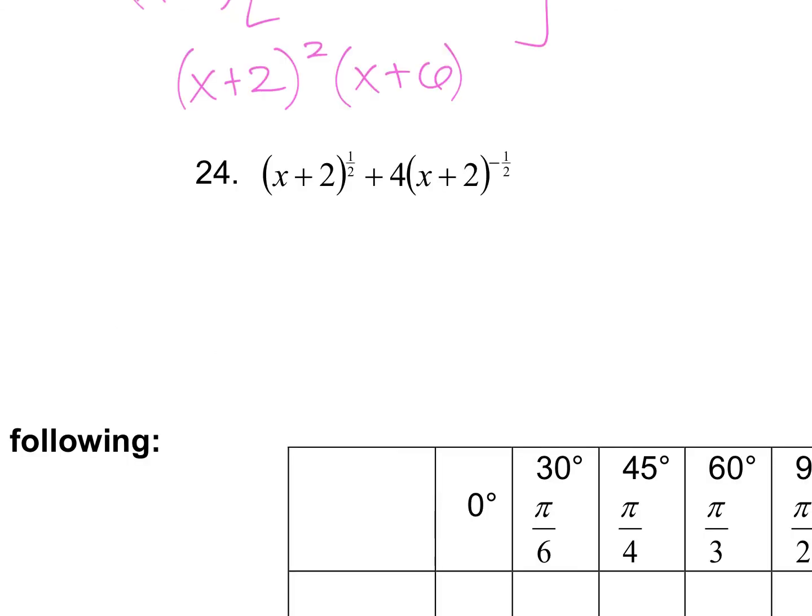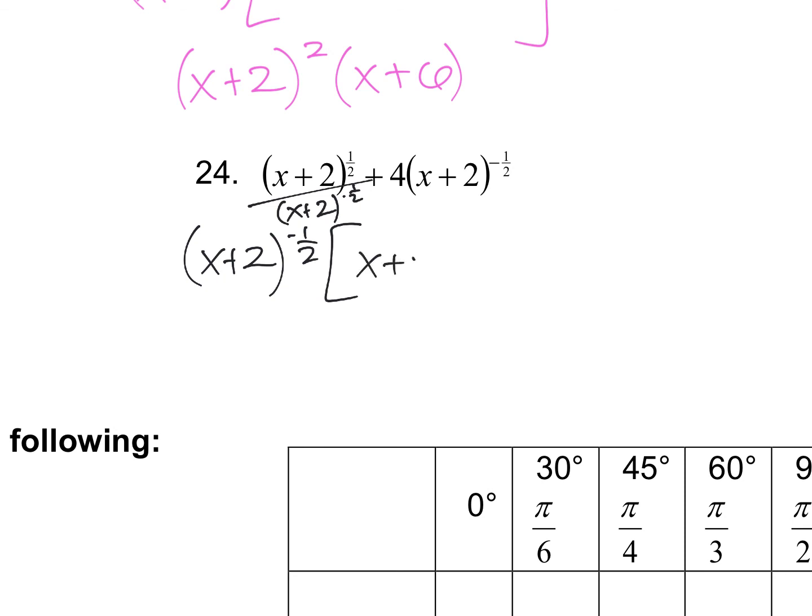24. If I'm pulling the smallest exponent, that's pulling x plus 2 to the negative 1/2, right? So think in terms of division. If I pull that x plus 2 to the negative 1/2 out front, I'm going to use brackets here just because I've already used parentheses. If I'm pulling that out of this, you're just left with an x plus 2, because my 1/2 minus negative 1/2 gives me 1.